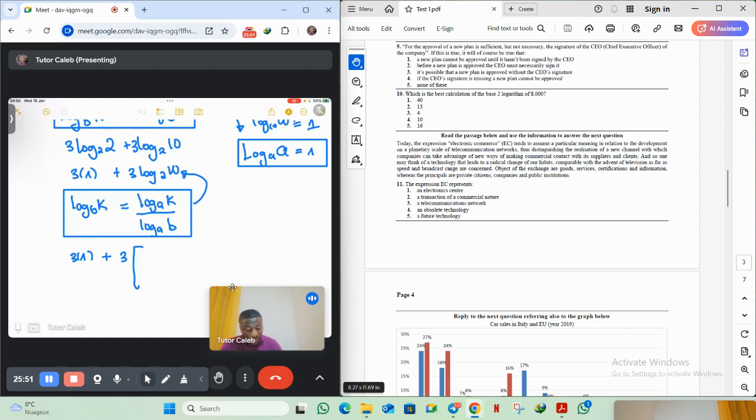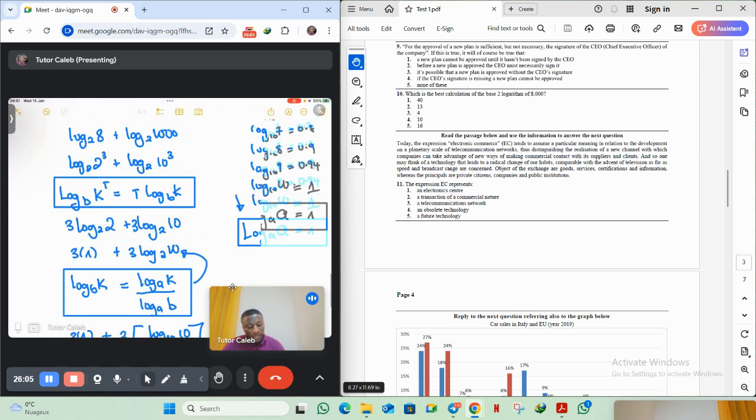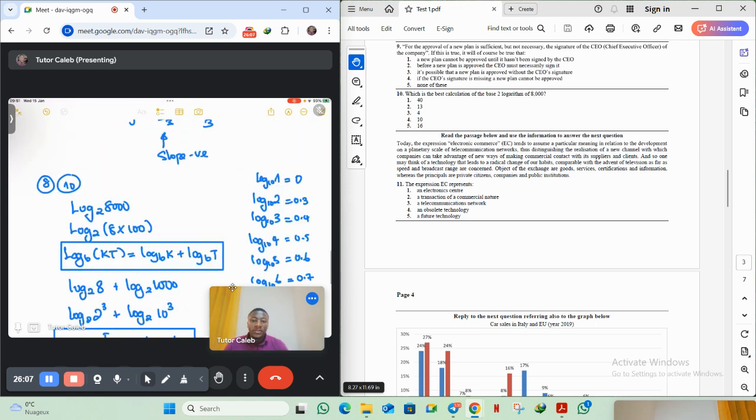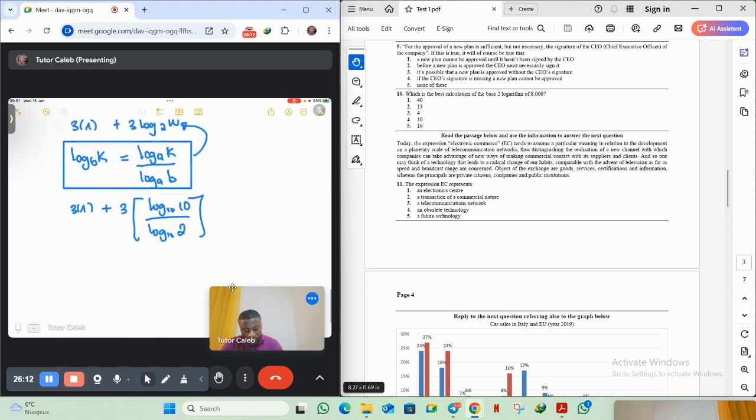The answer of 10 to base 10 divided by the logarithm of 2 to base 10. You see how this becomes easy for us, because the logarithm of 10 to base 10 is 1, and the logarithm of 2 to base 10, according to the approximations that we have here, is 0.3. So that will give us 3 plus 3 into 1 divided by 0.3, and this will give you 13, since 3 divided by 0.3 is 10, plus 3, which is 13.